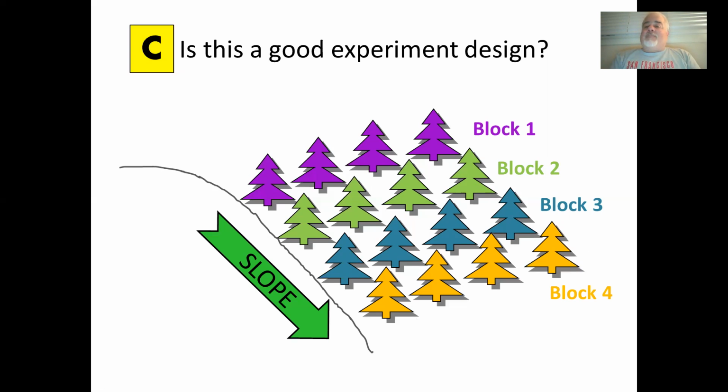So I can get a measure on my environmental gradient caused by the slope, my experimental error potentially caused by the slope, by getting the average of block 1, comparing it to the average of block 2, comparing it to the average of block 3, and comparing it to the average of block 4. And that's a hard comparison to make. That's where analysis of variance comes in.